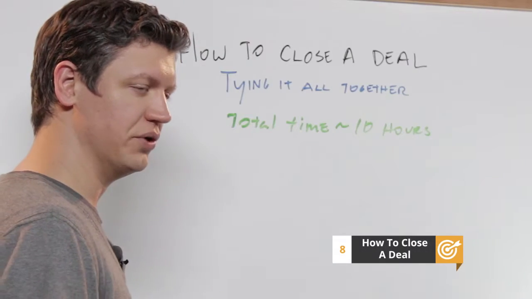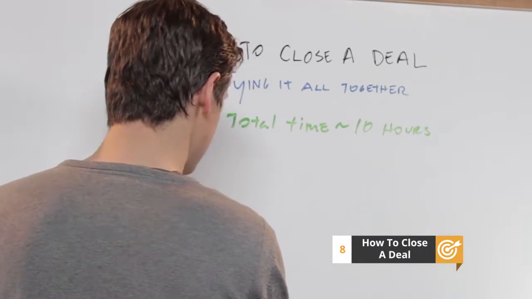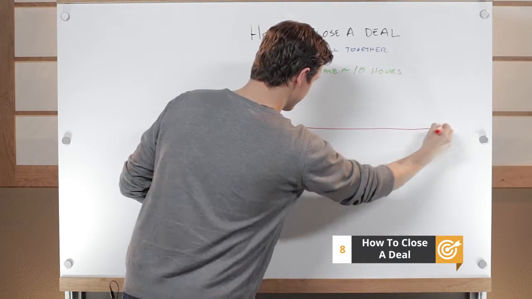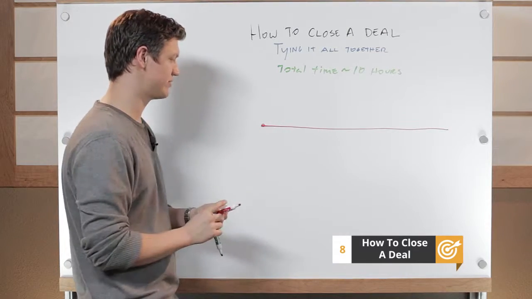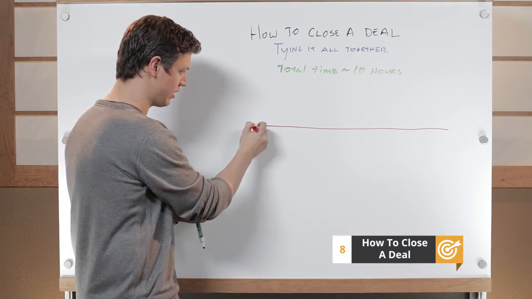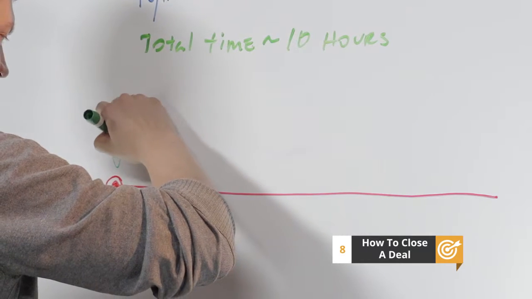So now let's look at an overview, a macro view of the entire process that I've just walked you through. We'll make this as a timeline. So our very first interaction with somebody is unscheduled. This is our unscheduled interaction, and what that is, is the cold call.